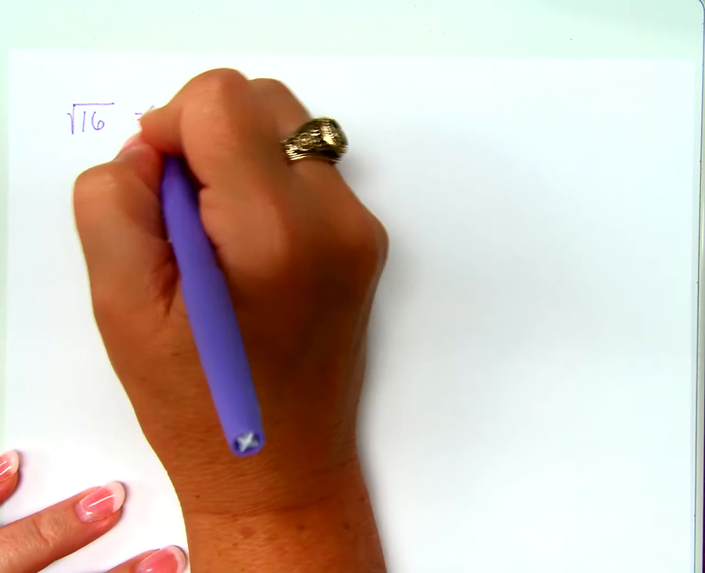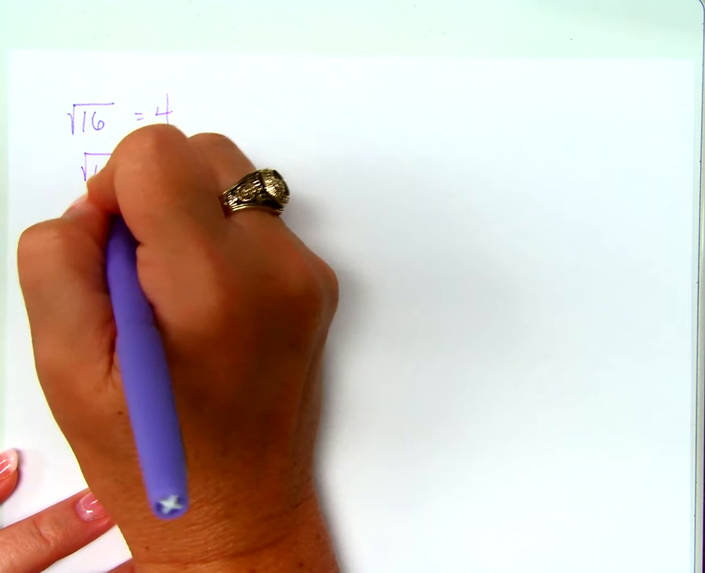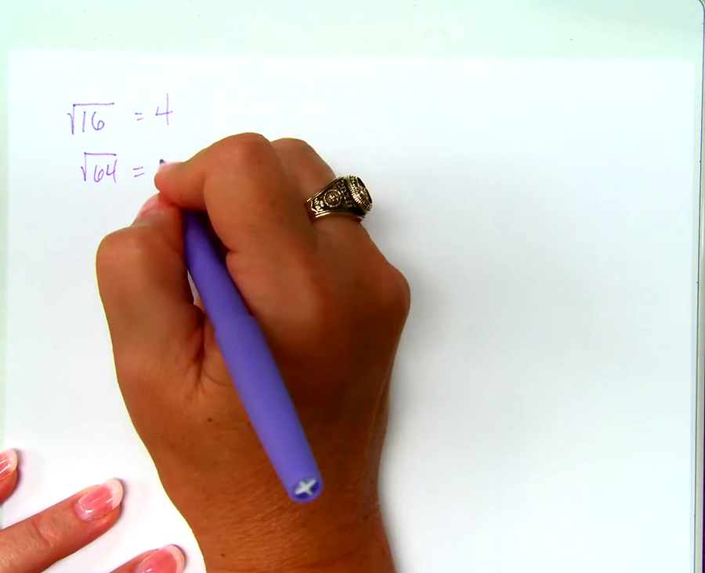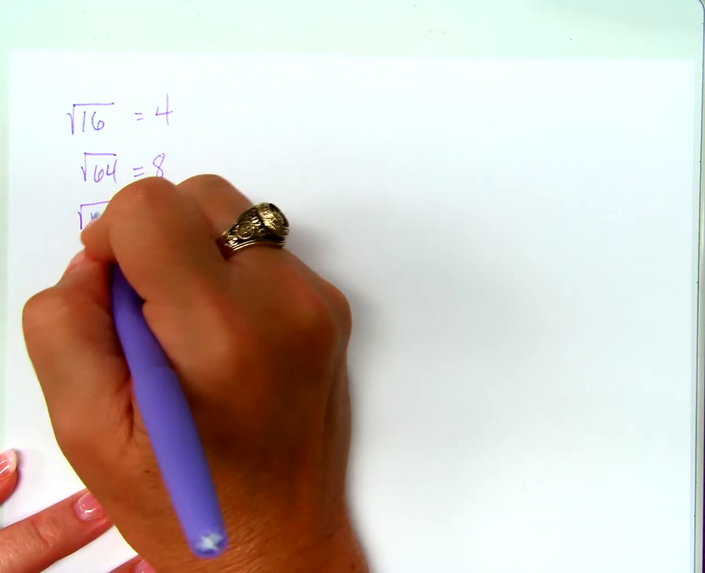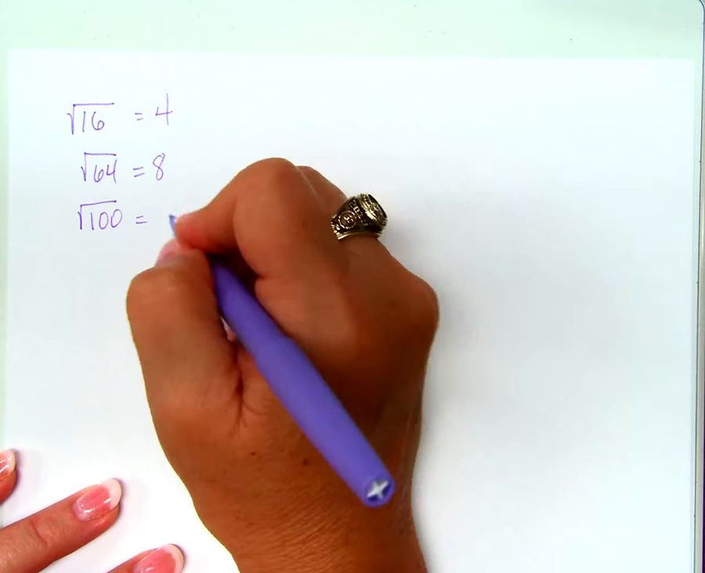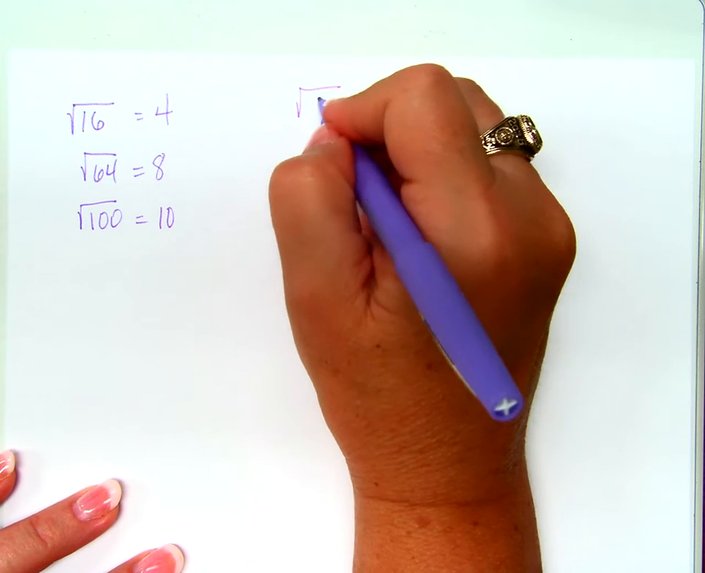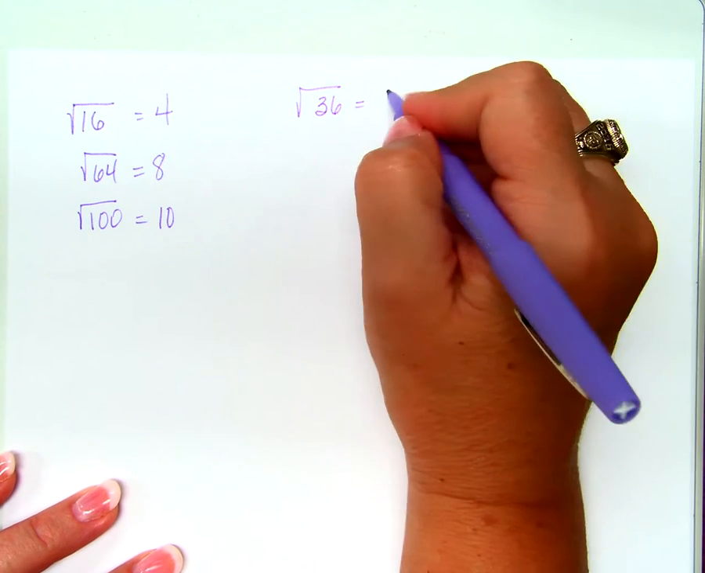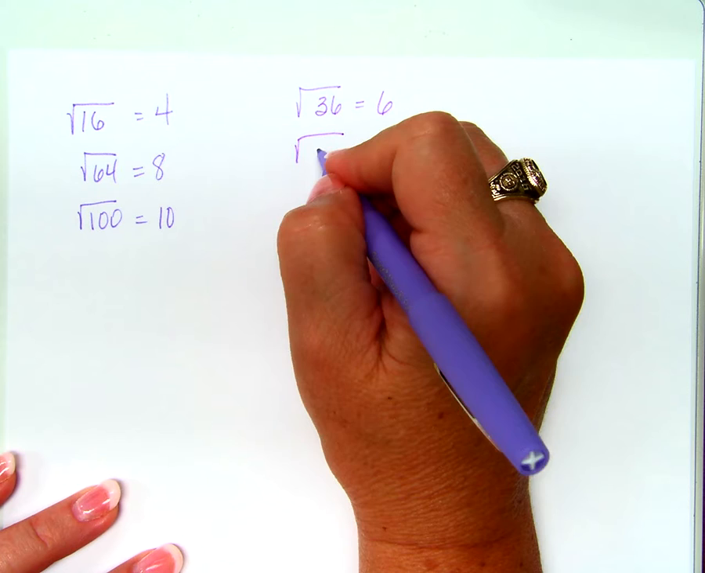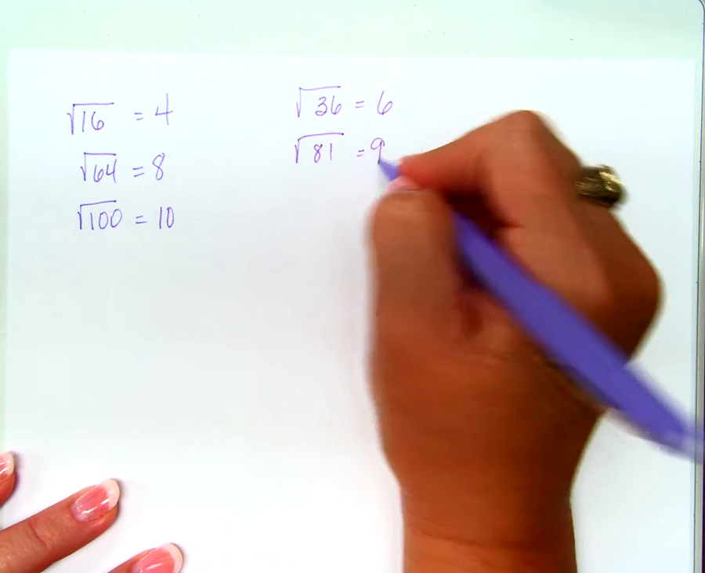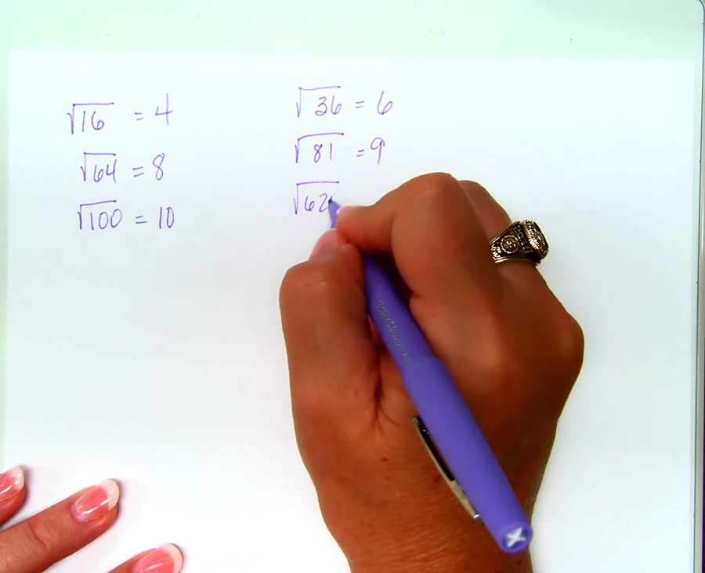Somebody tell me the square root of 16. 4. What about the square root of 64? 8. What about the square root of 100? 10. Excellent. What about the square root of 36? 6. What about the square root of 81? 9. What about the square root of 625?